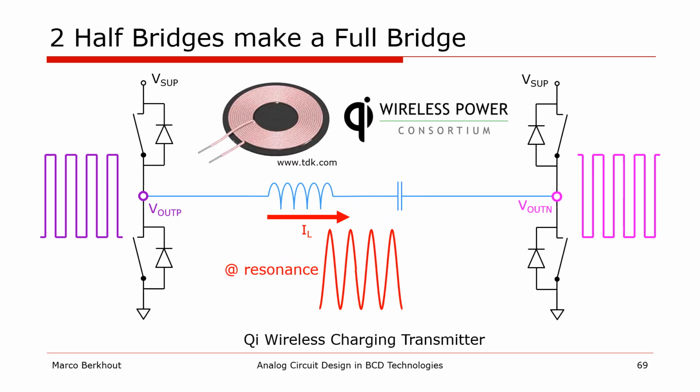Or we can drive an LC tank in a wireless power transfer system such as Qi, using one of these tailor-made coils. In this case, the frequency of the square waves is near the resonance of the LC tank to maximize the magnetic field near the coil, and this results in nearly sinusoidal currents.